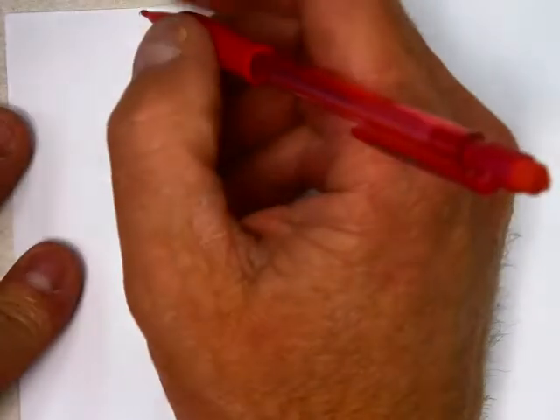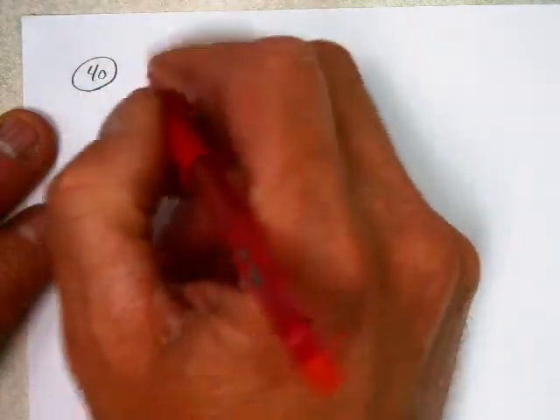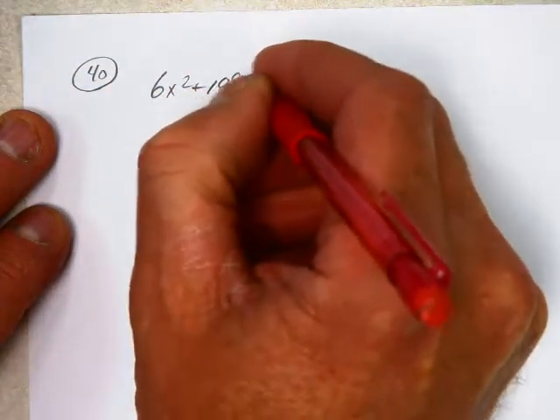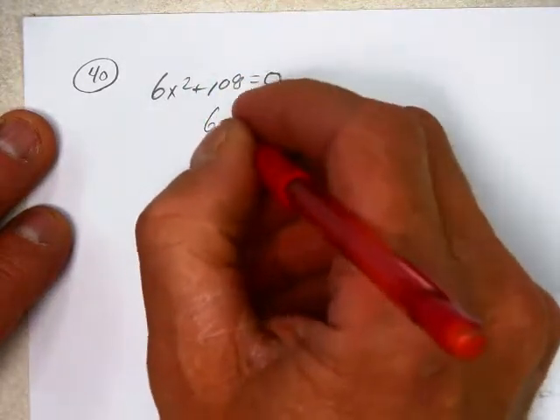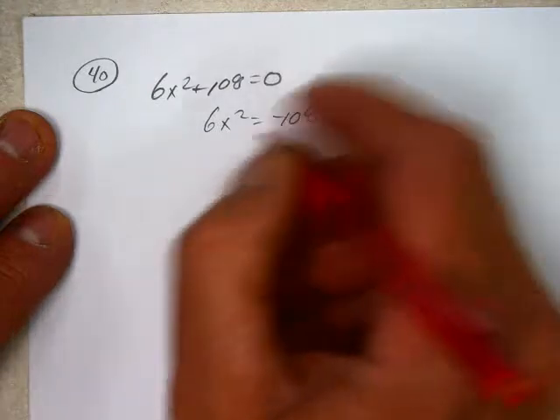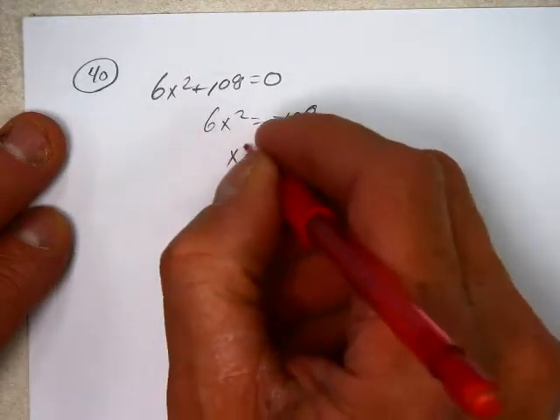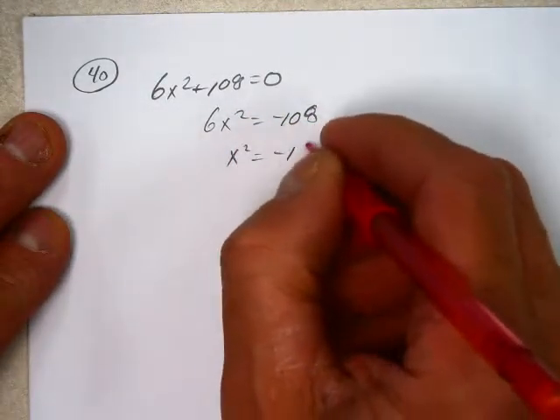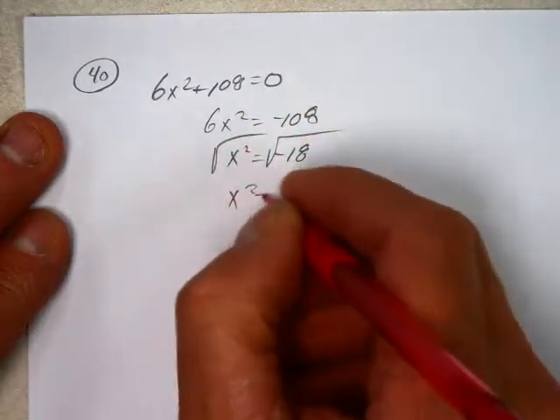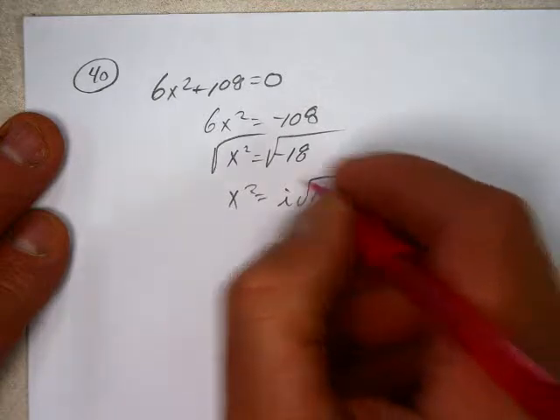Okay, so first question today is number 40, where we have 6x squared plus 108 equals 0. So let's go ahead and subtract 108, and then we're going to divide by 6. We get negative 18. Now I'd square root both sides, right? So you get x equals the square root of negative 18.